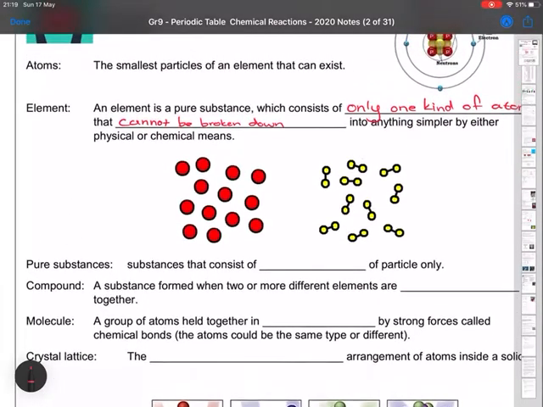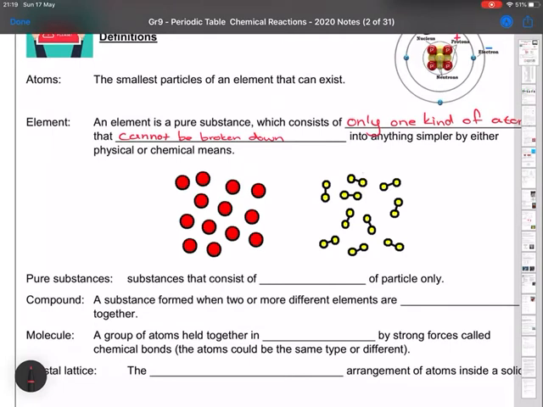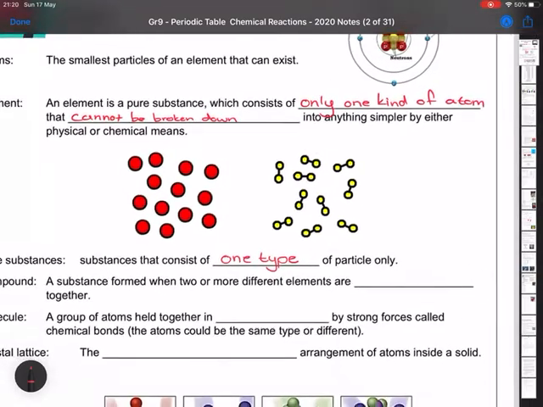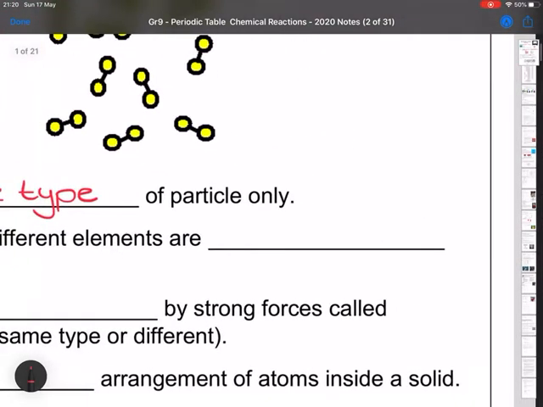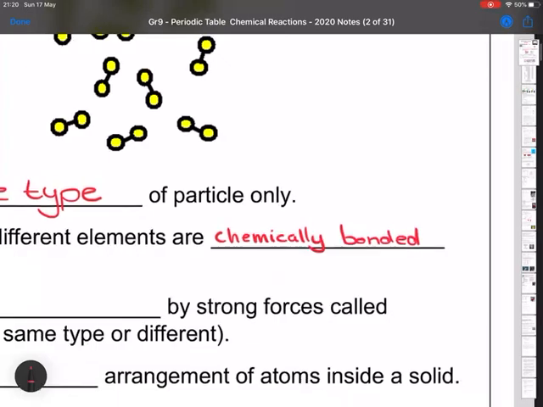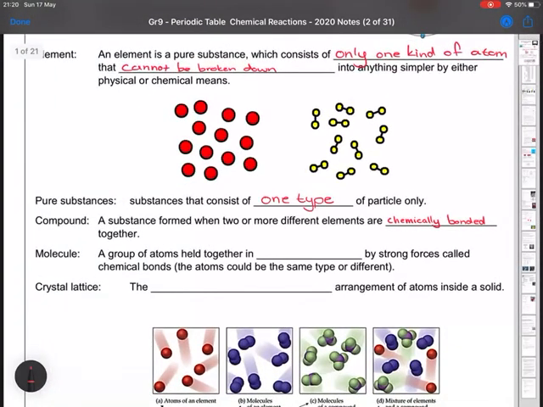Okay, so a pure substance is a substance that consists of one type of particle only. Whereas a compound is a substance that's formed when you have two or more different elements that are chemically bonded together.